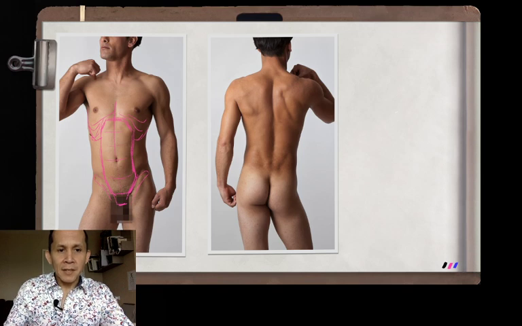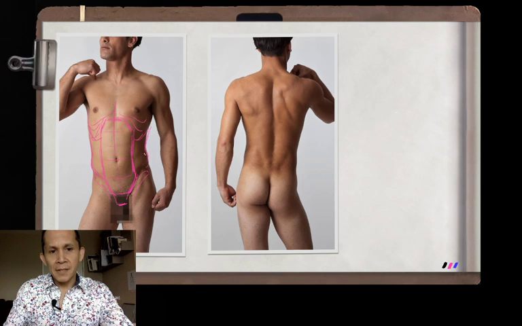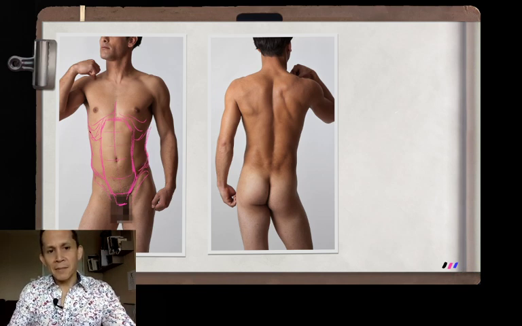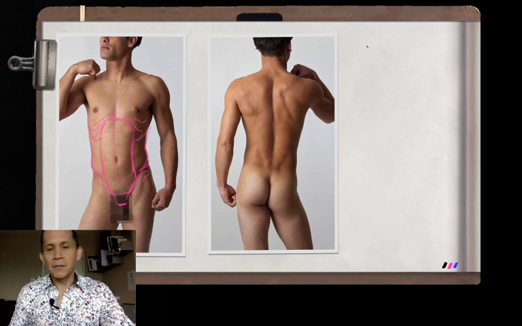And then on the side of the abs, you have what's called the obliques. These are basically the side abs. The rectus abdominis is the front abs. These are the side abs. You'll see these a lot, and you want to get familiar with those.